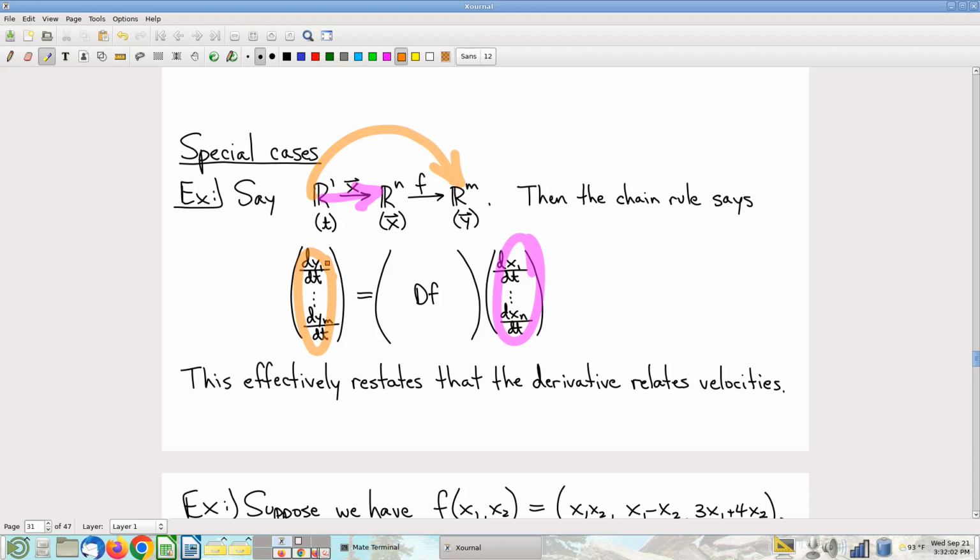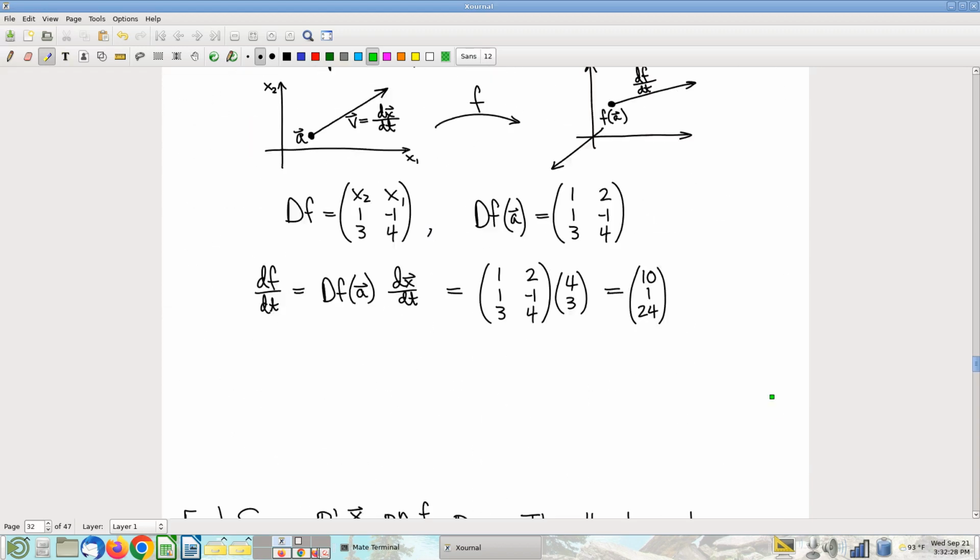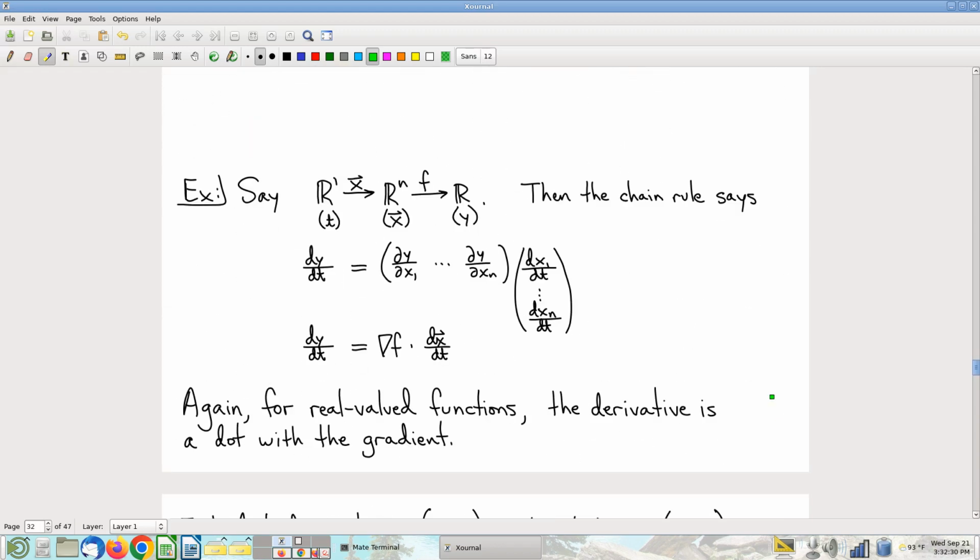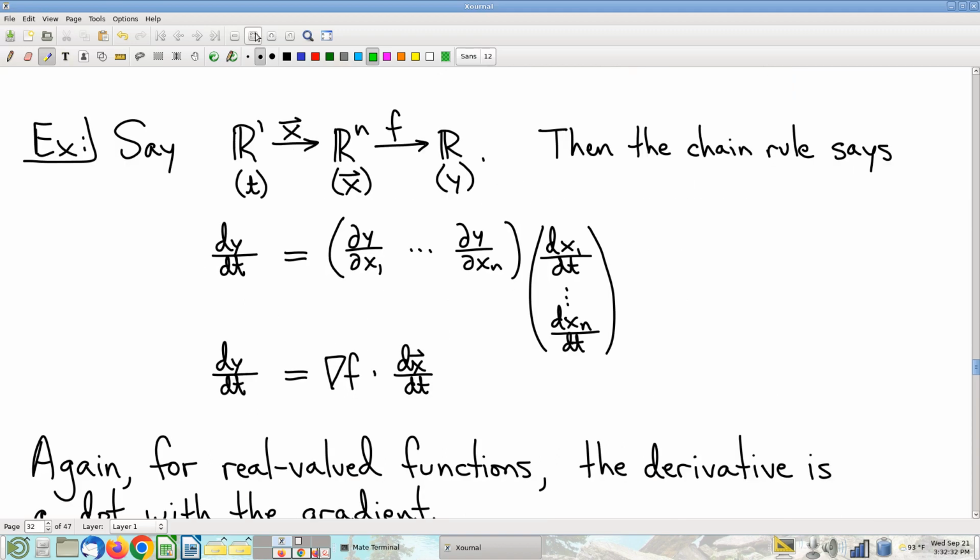And so what we have, again, just a reminder, is that the derivative of this function, this df matrix, is a relationship between input velocities and output velocities. In some sense, in this special case, the chain rule just recovers something we already knew. It's a restatement here, that what derivative matrices do is relate velocities. So, anyway, that's one special case, and we did the example last time. So picking up from there, here is another special case.